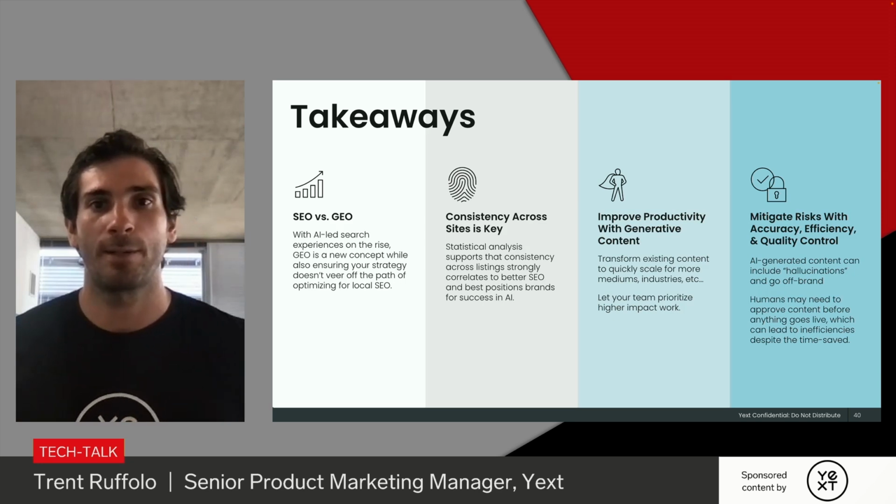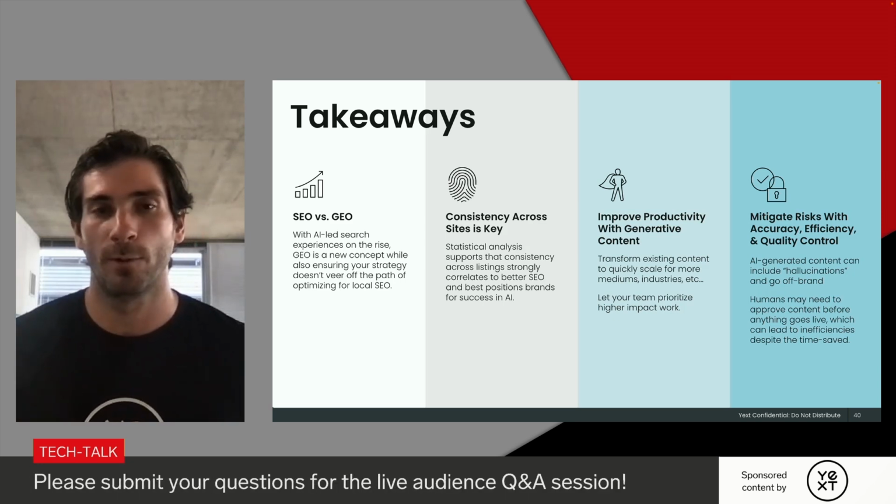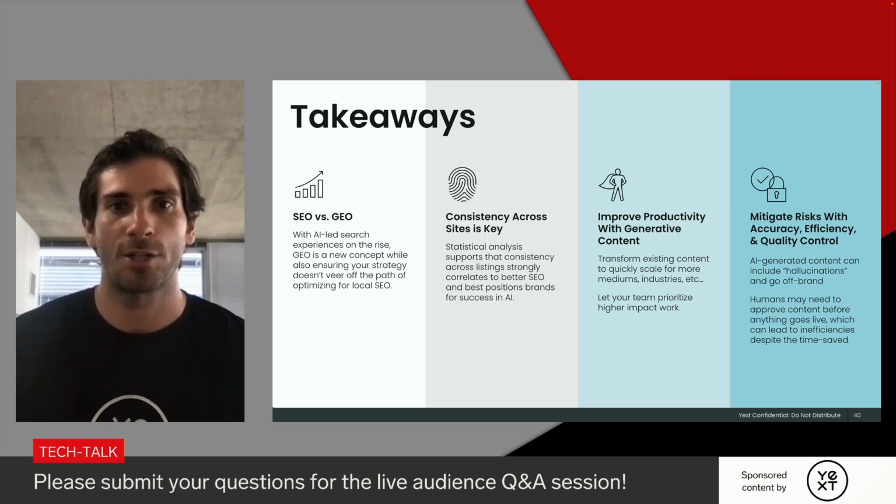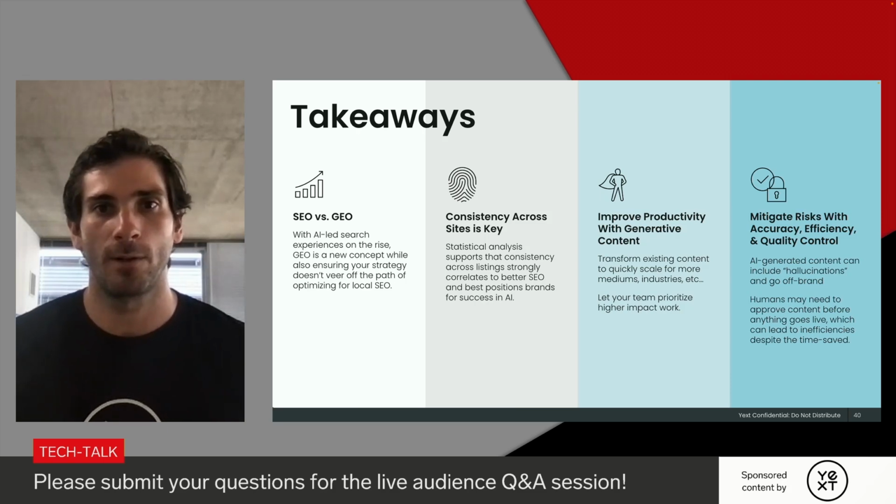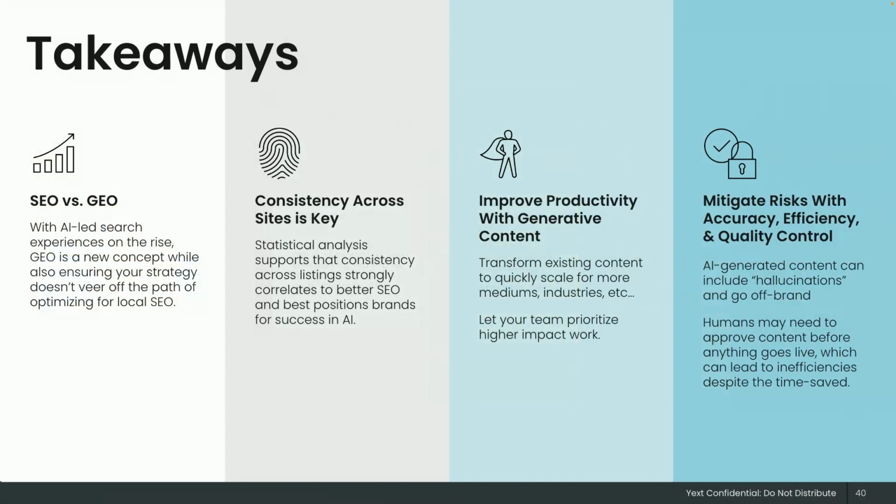So with that, we have a few takeaways here to conclude, before we jump over to the questions and answers section. So what can we leave you all with? Well, first, understanding how SEO varies from GEO, the similarities that they share, but also understanding what those differences are, can help you think about developing a search strategy. Second, consistency across sites is key. That analysis that we showed certainly supports that consistency across your listings strongly correlates to better SEO and, of course, better positions your brand for success in this wave of AI.